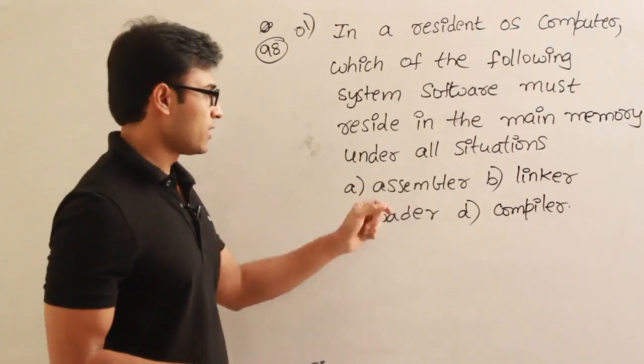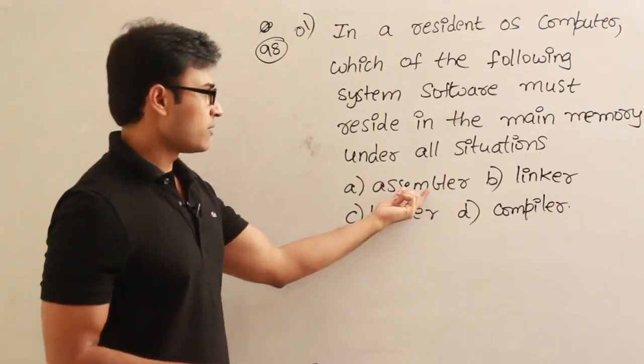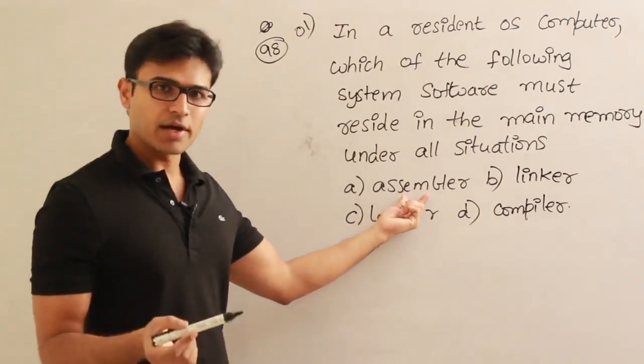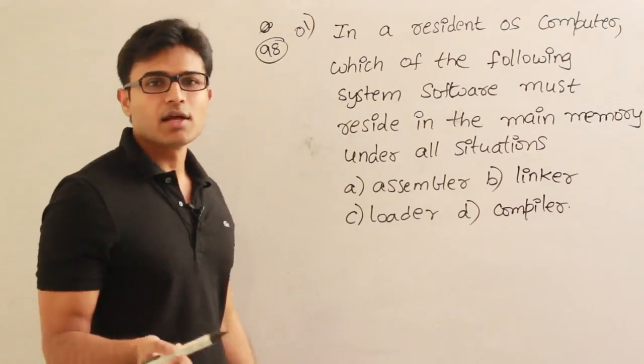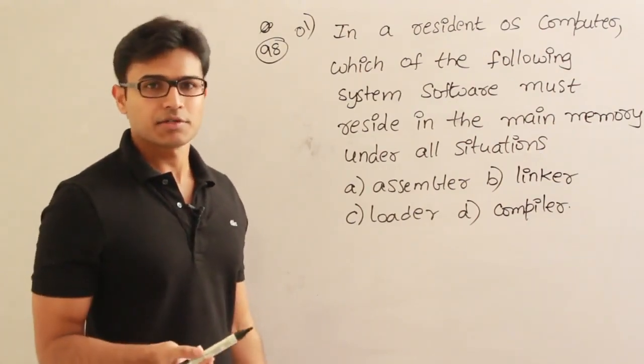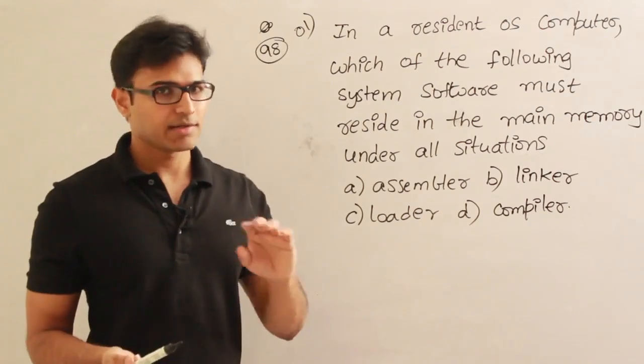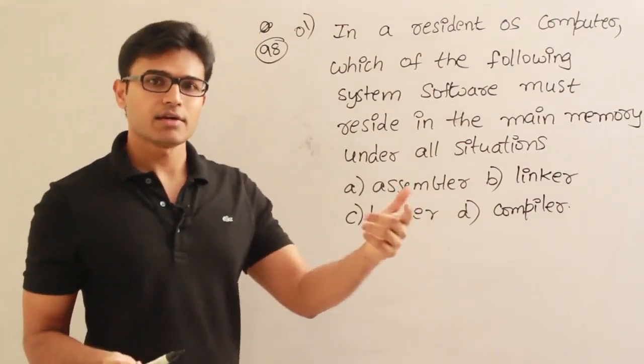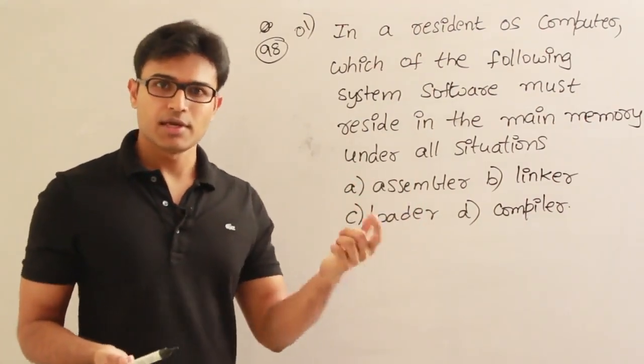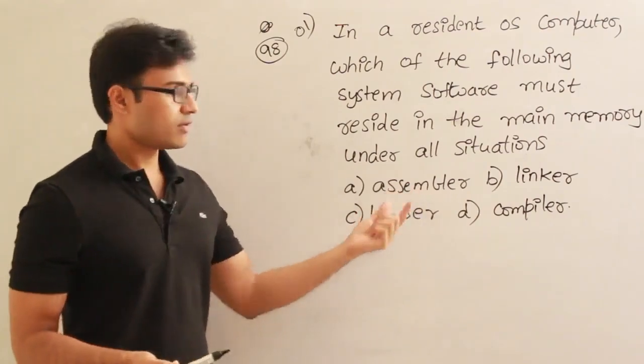First thing is assembler. Assembler need not be present in the main memory all the time. Whenever it is required, we could load it. The reason is not every process will require assembly, right? It is required only one time, and once the program has been assembled, assembly is not required. Later, if some other program requires assembly, then we could load it. Therefore, it is not required all the time.